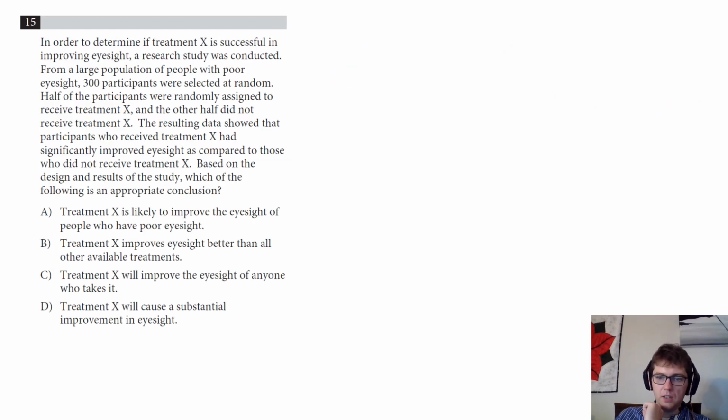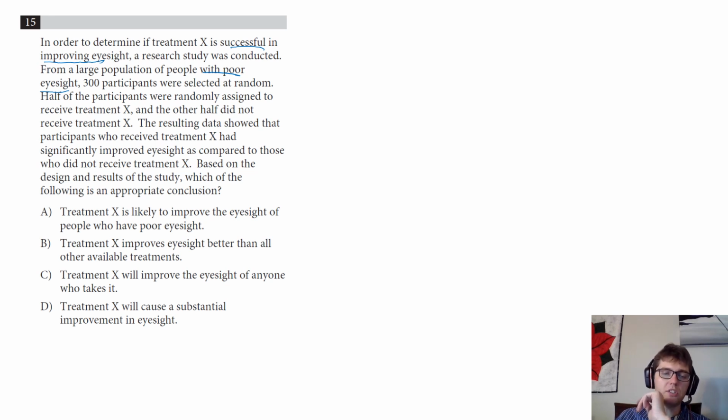Problem 15, a pretty wordy one. In order to determine if treatment X is successful in improving eyesight, a research study was conducted. From a large population of people with poor eyesight, 300 participants were selected at random. Half of the participants were randomly assigned to receive treatment X, and the other half did not receive treatment X. The resulting data showed that participants who received treatment X had significantly improved eyesight as compared to those who did not receive treatment X.